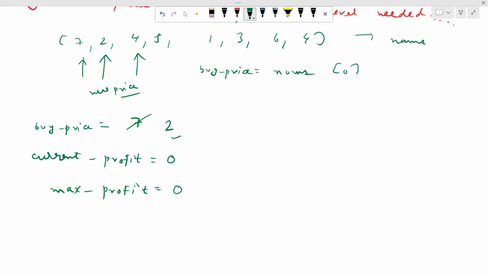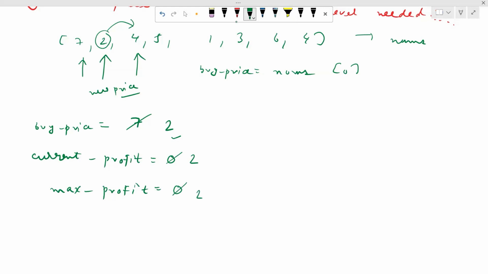Now, since we can see like 4 is greater than buying price, so there is no need to update our buying price. Now we'll calculate our current profit. Now let's try to sell the stock on this day, right? So our profit will be 4 minus 2 equal to 2. So this will again be equal to 2. Now we can directly see like 2 is greater than 0. So we'll update our max profit to 2, right?